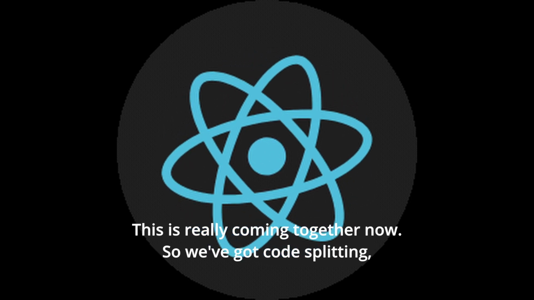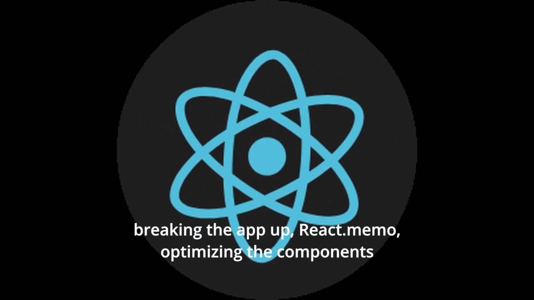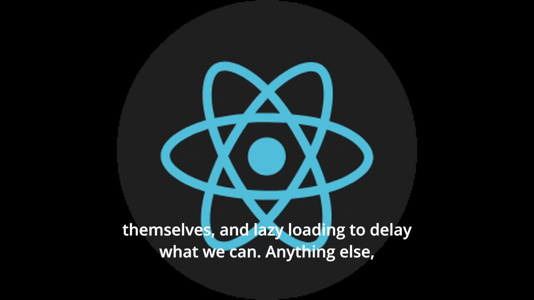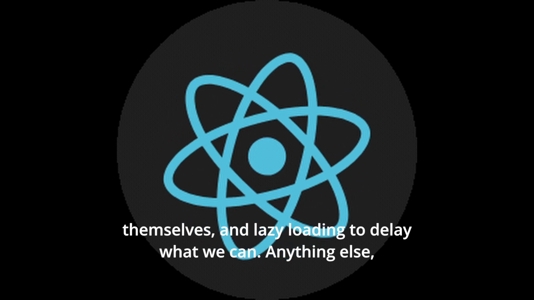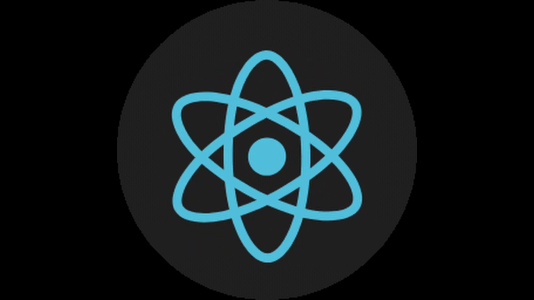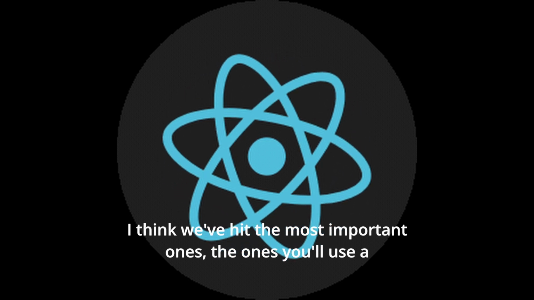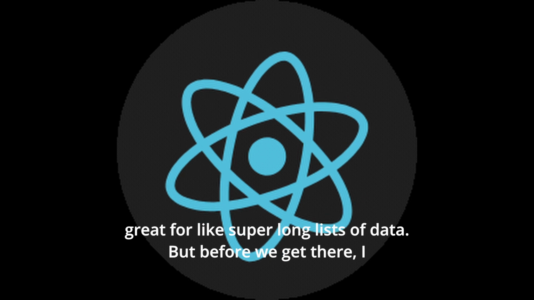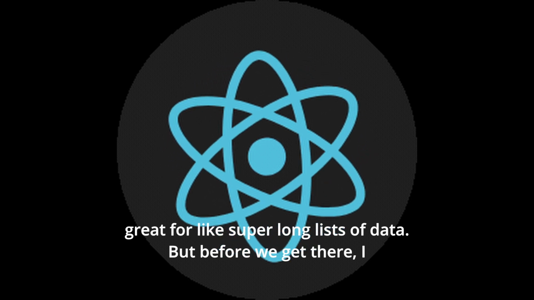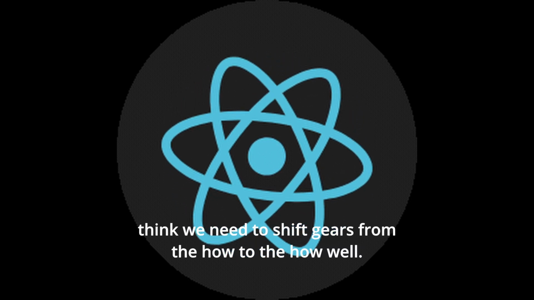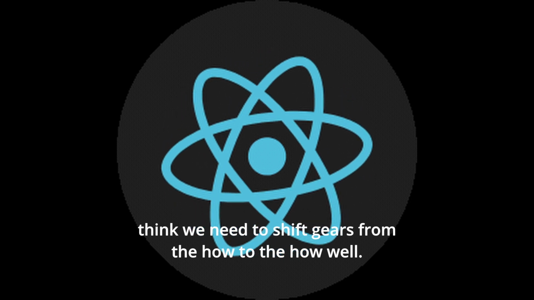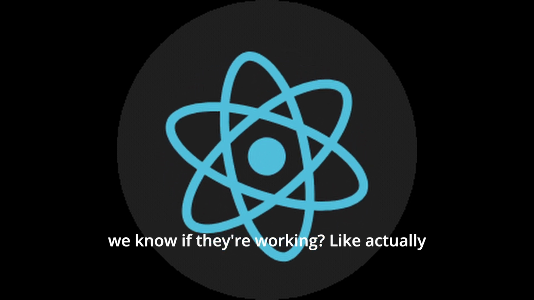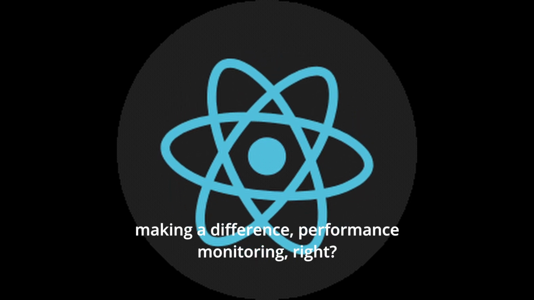So we've got code splitting, breaking the app up, React.memo, optimizing the components themselves, and lazy loading to delay what we can. Anything else? Any other big techniques we should know? I think we've hit the most important ones, the ones you'll use a lot. There's more advanced stuff like virtualizing lists. It's great for super long lists of data. But before we get there, I think we need to shift gears from the how to the how well. Oh, okay. I like that. So we've learned the techniques, but how do we know if they're working? Like actually making a difference? Performance monitoring, right?